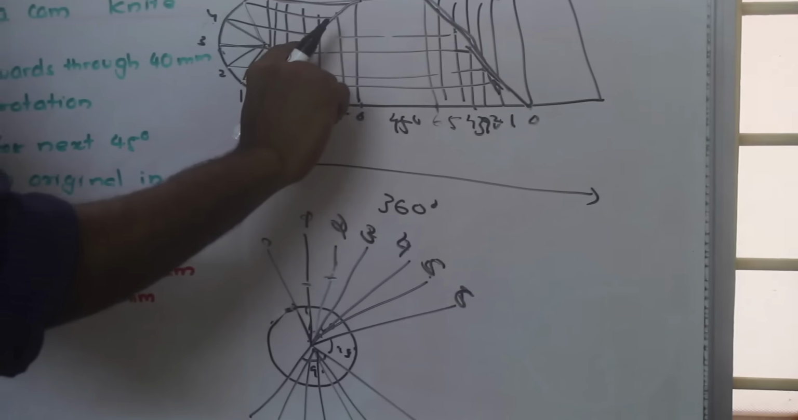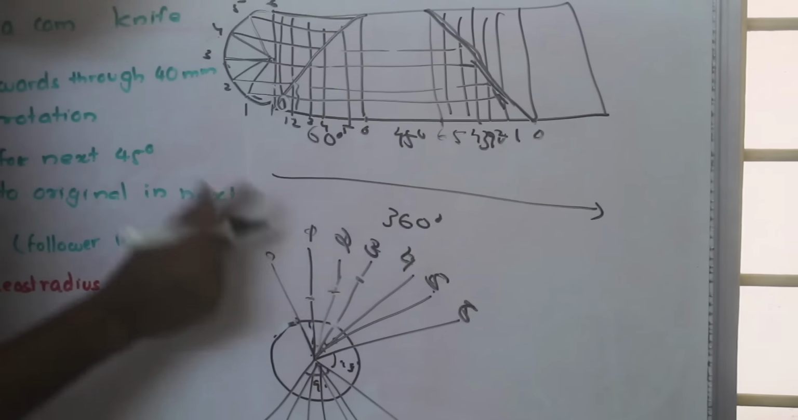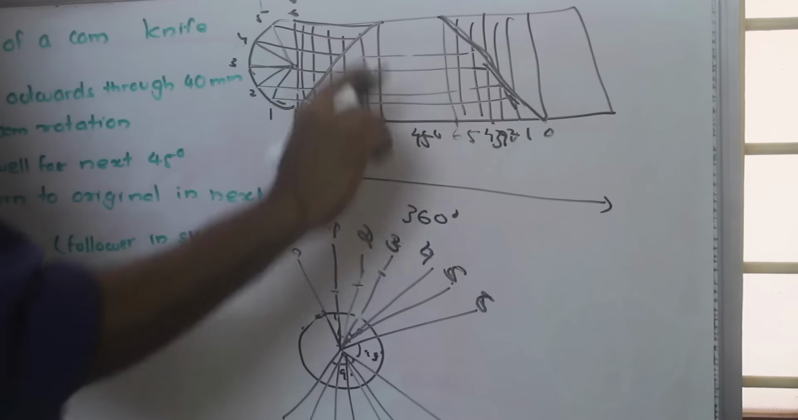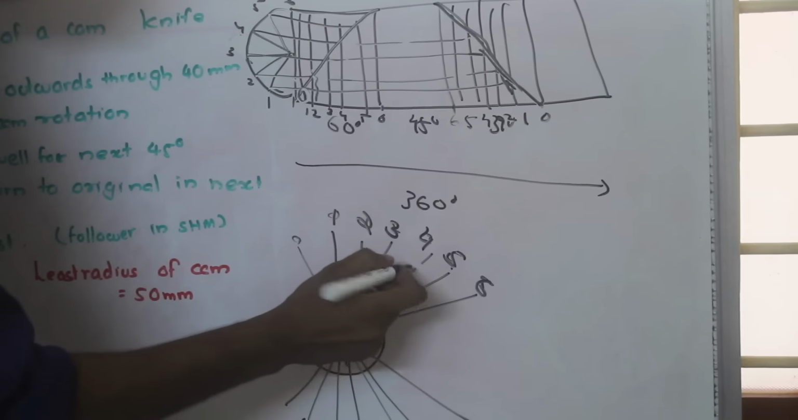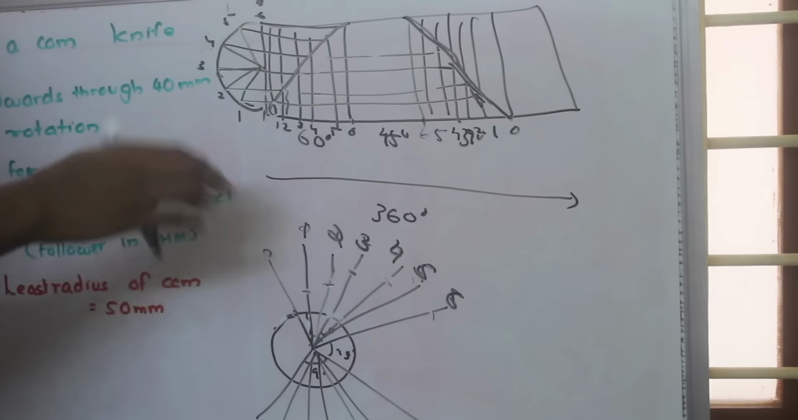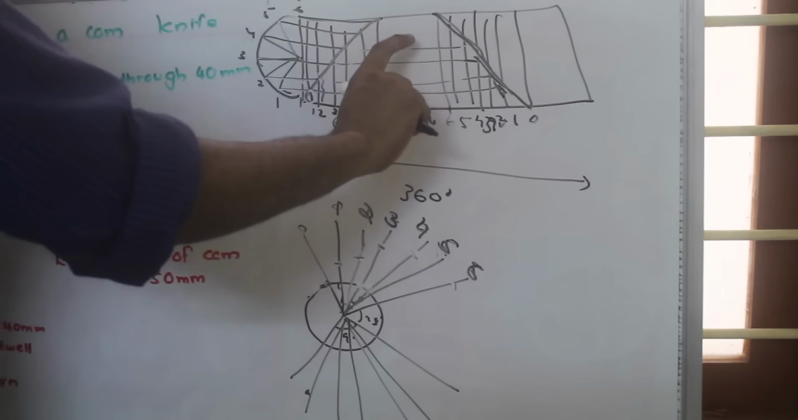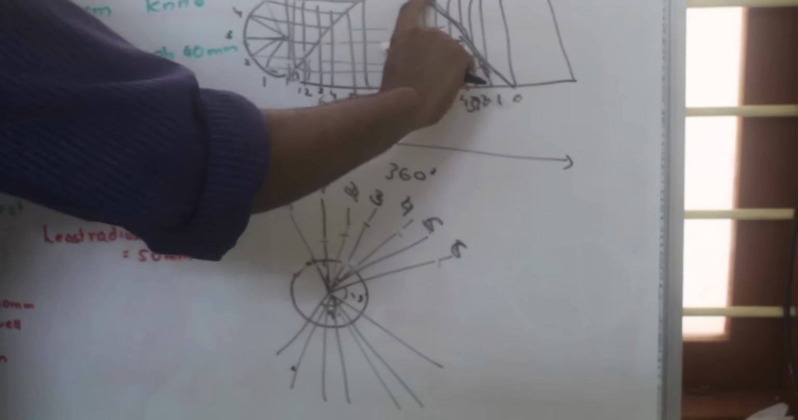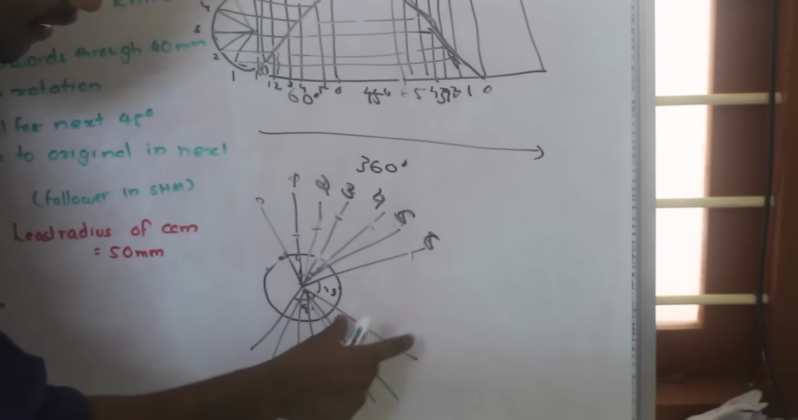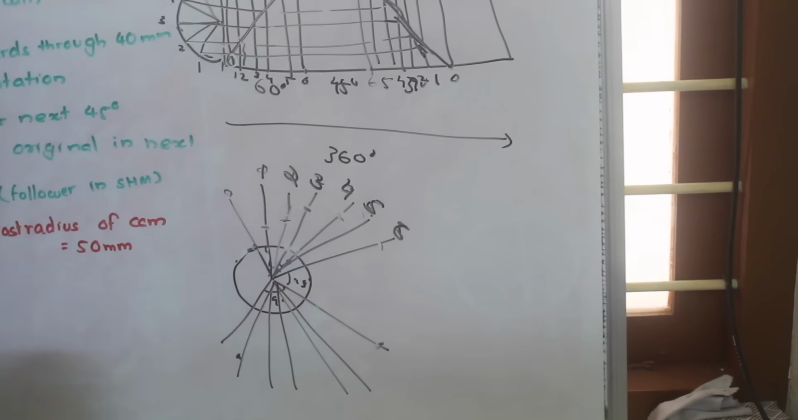Similarly, at point 3 we will measure this much height, and on line 3 we will cut. In the 4th division we will measure this much height, and on line 4 we will cut. Similarly we will do the rest. Now from 6 to 6, the height remains constant at 40 mm. So this height and this height will be the same. That is 40 mm. So we will cut 40 mm here.